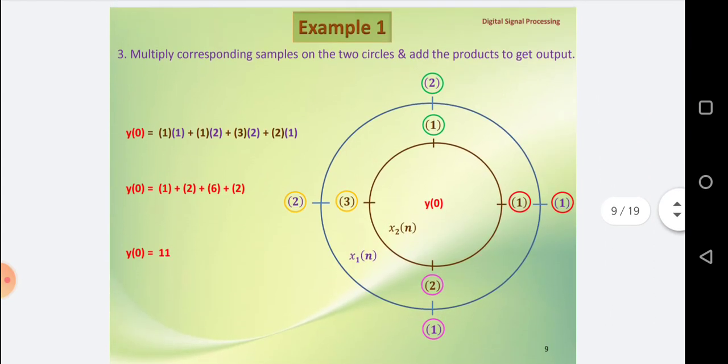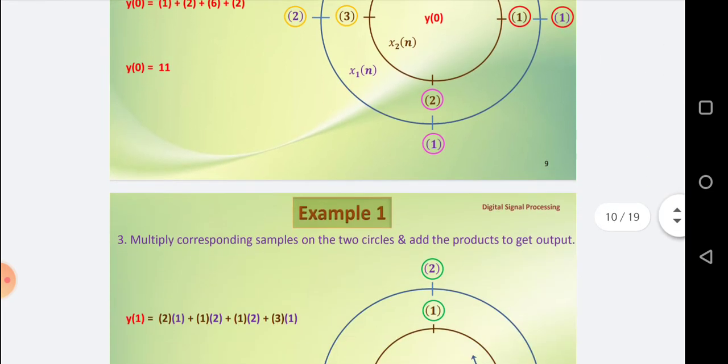So here you can see 2 circles, one is the outer circle and another is the inner circle. On the outer circle we have placed sequence x1 of n in the counterclockwise direction, and on the inner circle we have placed x2 of n in clockwise direction. So taking multiplication of 1 into 1 plus 1 into 2 plus 3 into 2 plus 2 into 1, finally we will get y of 0 equal to 1 plus 2 plus 6 plus 2, that is equal to 11.